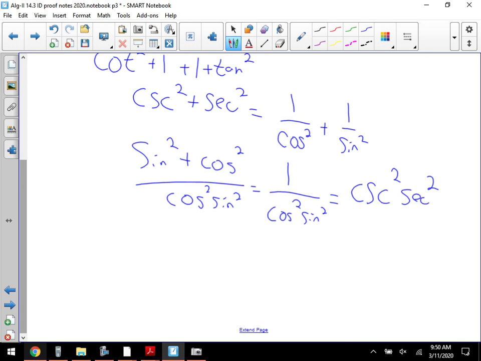Once you have pluses, that's kind of the trick here. When you have a plus with reciprocals, get the common denominator, and usually, especially if it's cosecant secant, your numerator is going to wind up being sine squared plus cosine squared, so it's going to wind up being 1. And your denominator becomes multiplied, and that's how you flip it back up. That's fine.